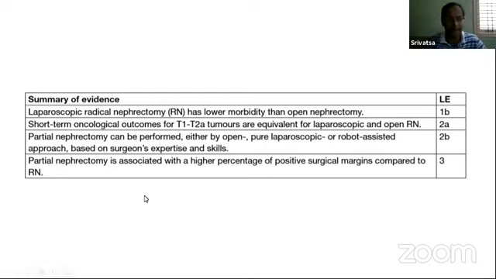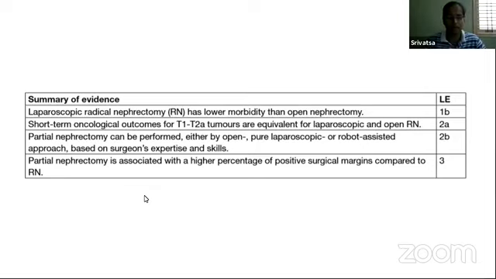Laparoscopic radical nephrectomy has lower morbidity than open nephrectomy. It has got level 1B evidence, and therefore, whenever radical nephrectomy is contemplated, laparoscopy, or minimal access surgery, is probably the modality of choice. Short-term oncological outcomes for T1 and T2A tumors are equivalent for both laparoscopic and open radical nephrectomy. There is a level 2A evidence for that.